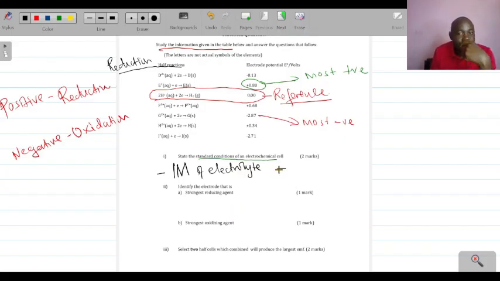The other standard condition that we must be able to measure the reduction potentials under is temperature.